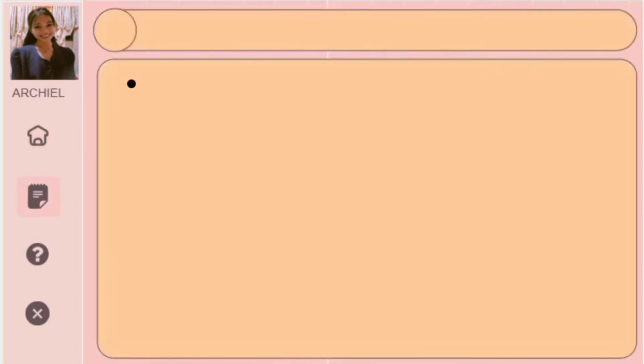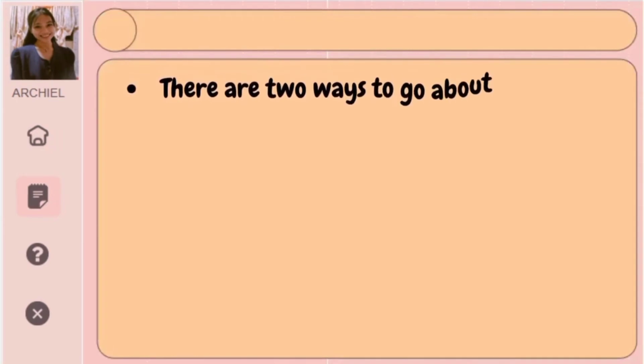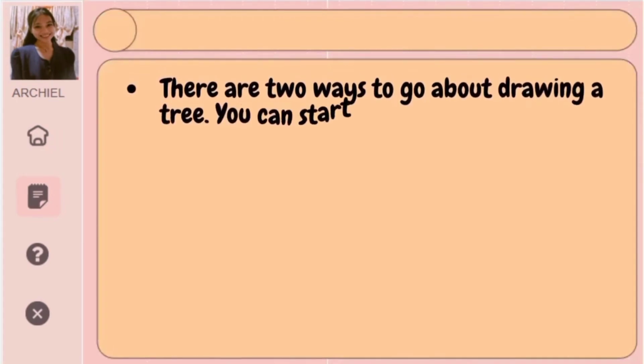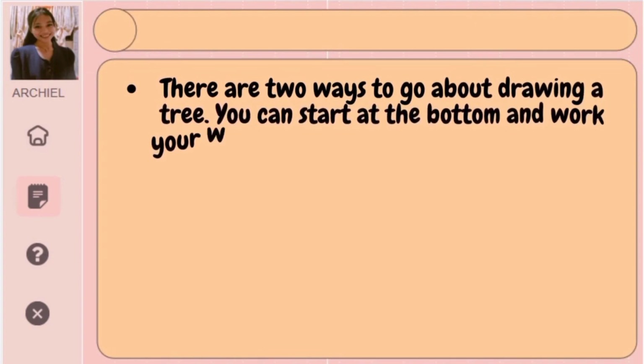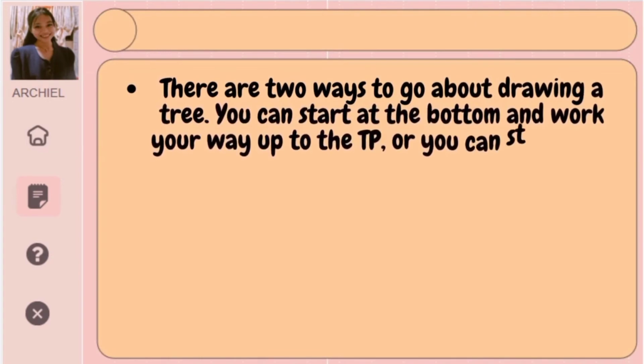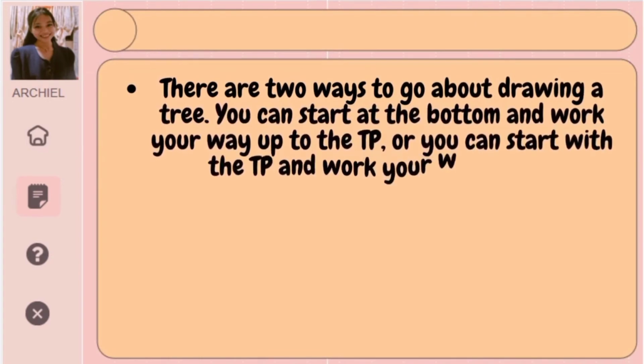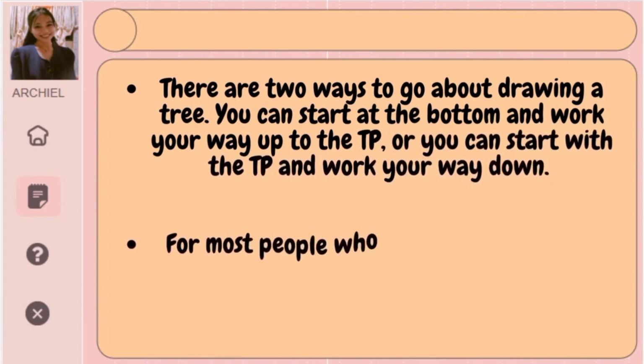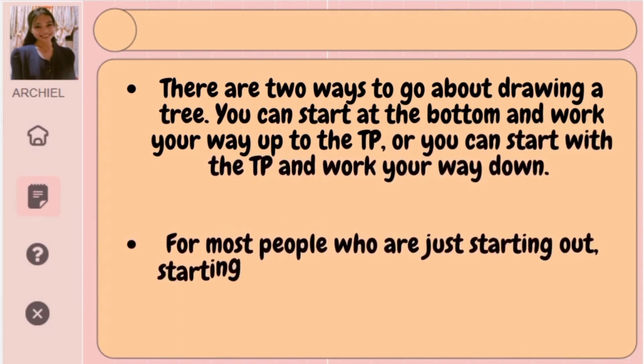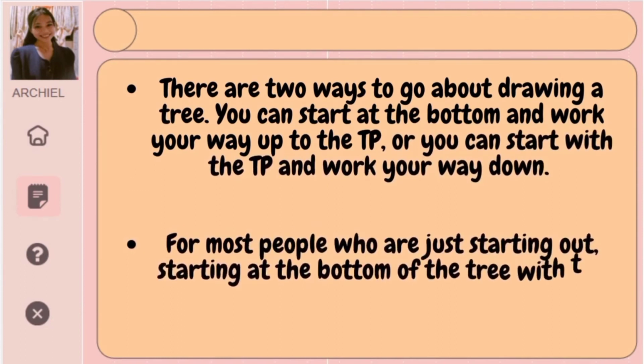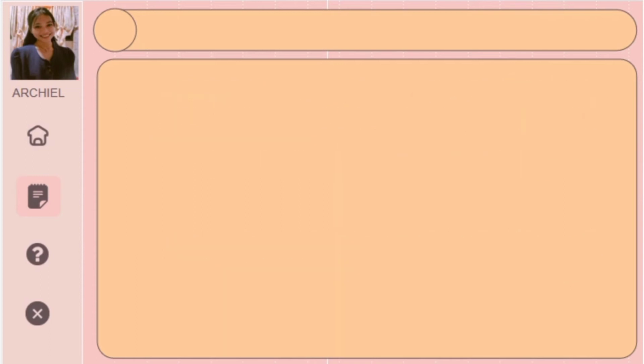There are actually two ways to go about drawing a tree. You can start at the bottom and work your way up to the top, or you can start with the top and work your way down. Which technique you use depends upon your individual style. For most people who are just starting out, starting at the bottom of the tree with the words works best. When you become more practiced and experienced, you may find starting at the top quicker.